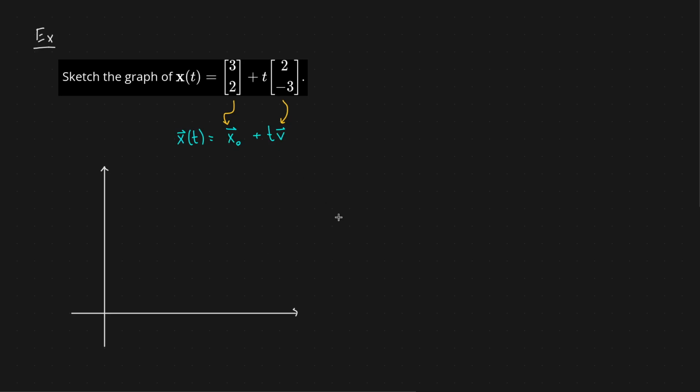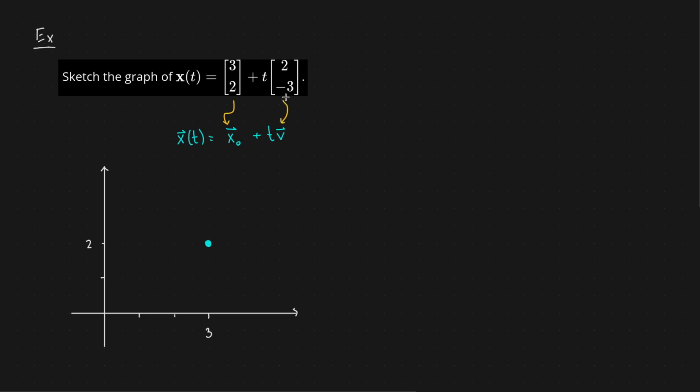Okay, so if we know the form of the vector equation of a line, it's very straightforward to draw this out because we know this is a point on the line, 3, 2. So 1, 2, 3 on the x, 2 on the y. There it is, (3, 2). So we know that point is on the line.